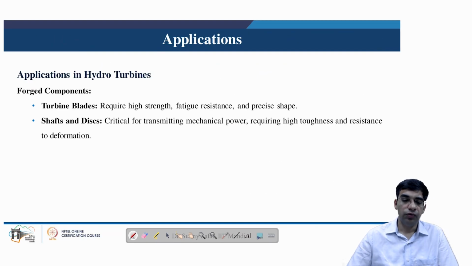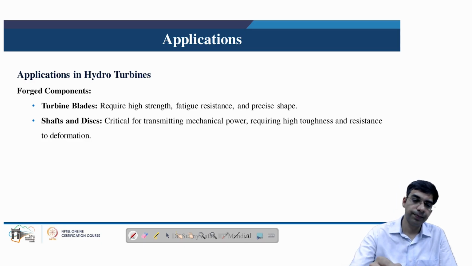In terms of the hydro turbine, manufacturing processes under forging, as we have just discussed, are widely used for different components such as turbine blades, which impart high strength, fatigue resistance and precise shape. Shafts and discs of the turbines, which are critical in transmitting mechanical power, may also require high toughness as well as resistance to deformation. So all these components are subjected to forging related manufacturing processes.